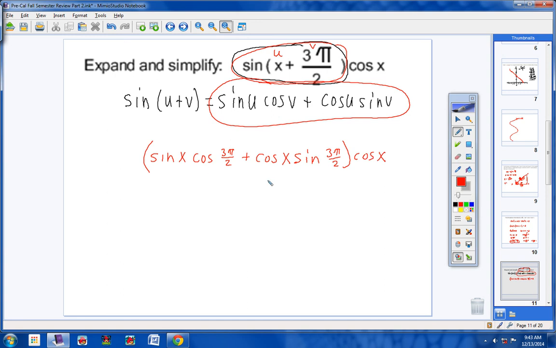Now, we can do some simplifying here, students. This is 270 degrees, okay? So the cosine of 270 is 0. So I really have this now. See this cosine of 270? That's really 0. So I have sine of x times 0. Plus, now sine of 270, or 3 pi over 2, is going to be negative 1. So this whole thing right here becomes negative 1.